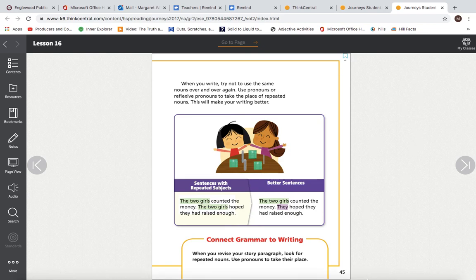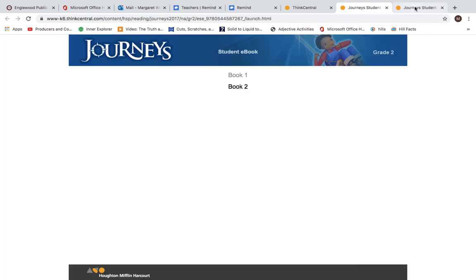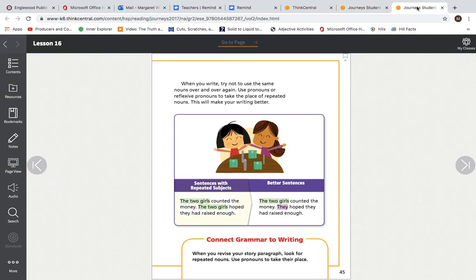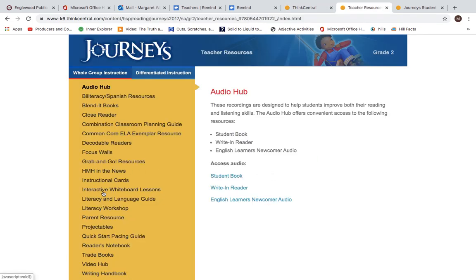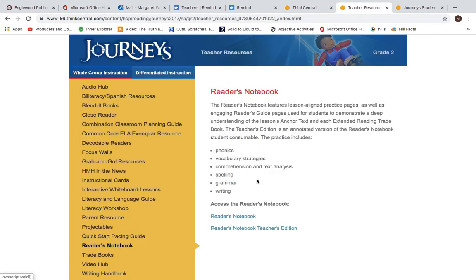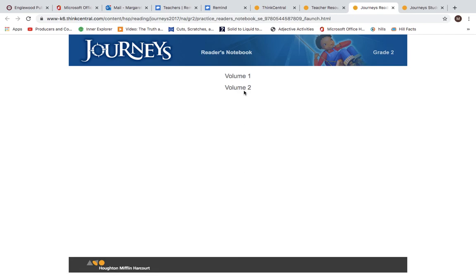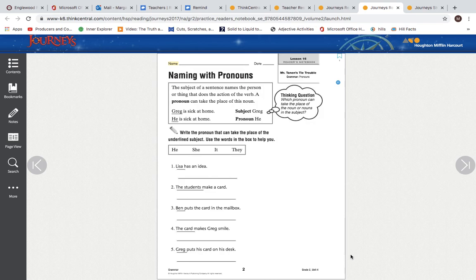So I'm just going to pull up, if I can find it. Nope. I was going to show you the workbook pages. Let me see if I can get to those quickly, and then I will let you go for now, but I will be back. Let's go to Reader's Notebook and page 2. So this was the work that you needed to do today, page 2.